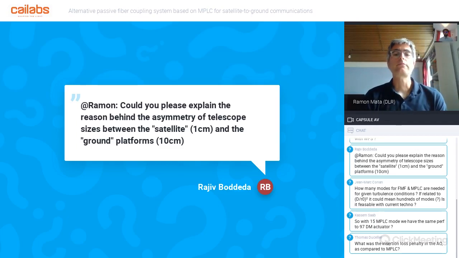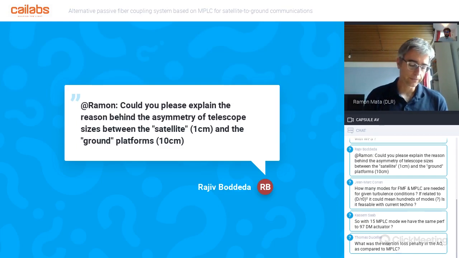So for the ground station, we limited the aperture to 10 centimeters, also for practical reasons. We are transporting these terminals quite often. It's not a big telescope, so it makes it simple to install. That's mainly the reason for the 10 centimeters. Maybe we would have a little bigger one, but everything is scaled down, also the adaptive optics systems and everything.